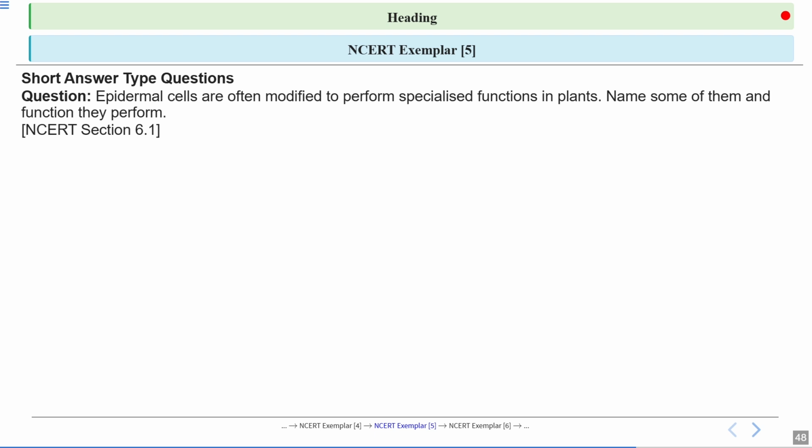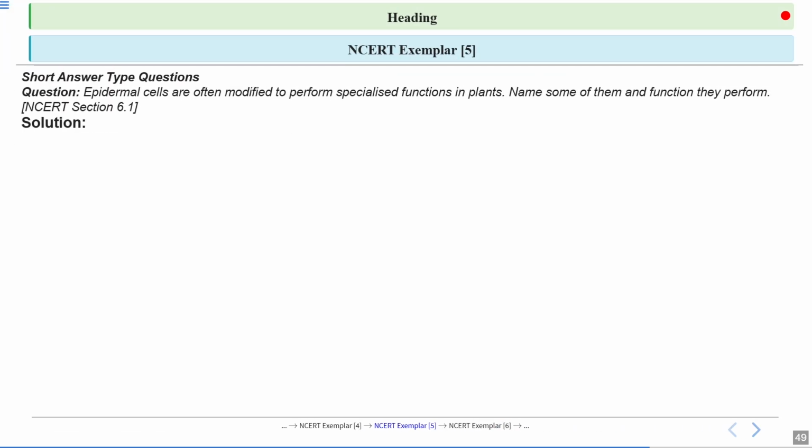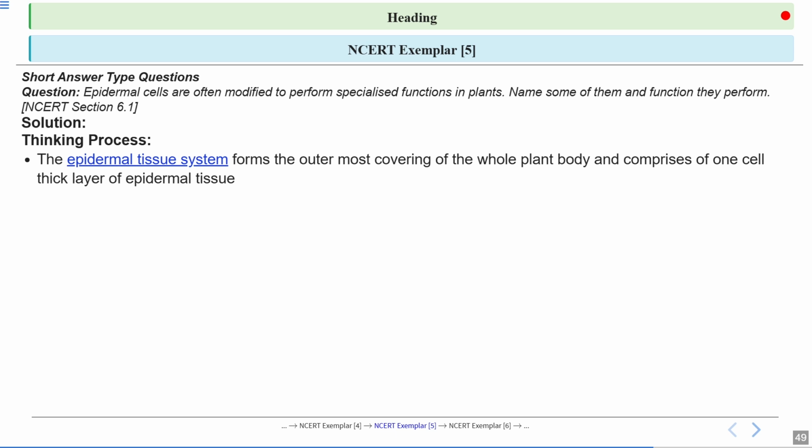Next question. Epidermal cells are often modified to perform specialized function in plants, right? Name some of them and the function they perform. This question is coming from the NCERT section 6.1. So epidermal tissue system forms the outermost covering of the whole plant body and comprises one cell thick layer of the epidermis. This tissue system is just made up of one cell thick layer, right? But we see a lot of modifications in the case of epidermis in different plants.